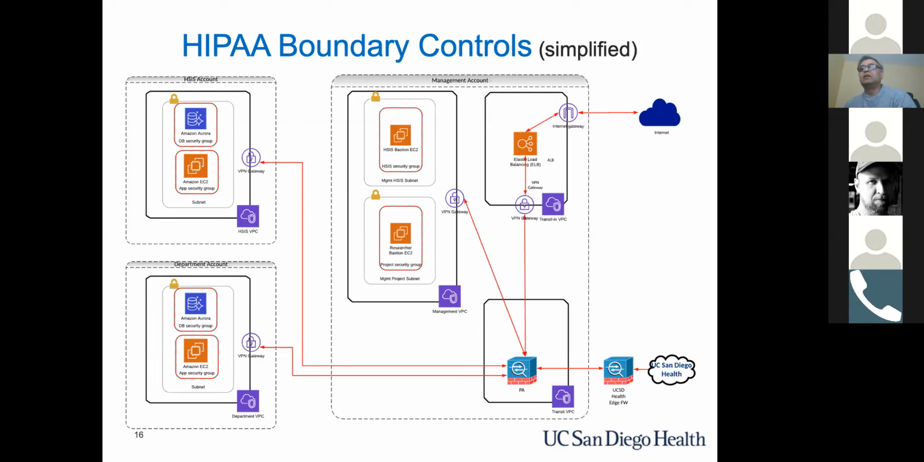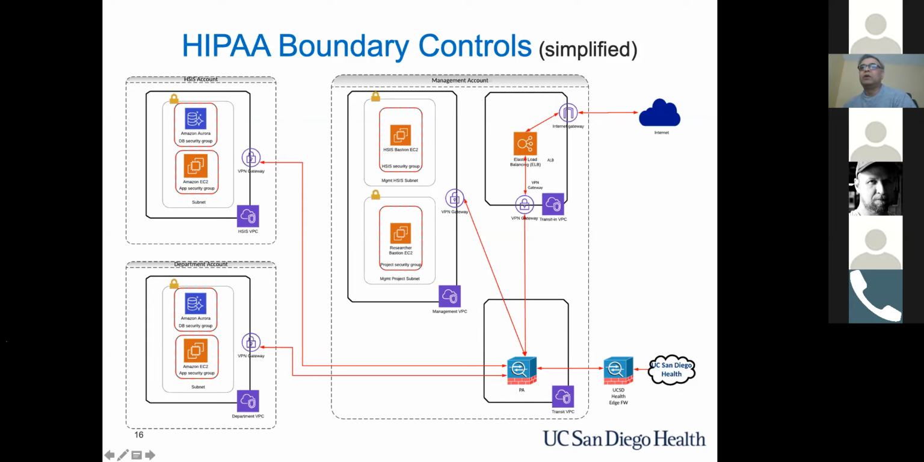So as you can see, if you go into the management account on the left-hand side, that's where all our bastion hosts sit. So any privileged access to the resources within AWS has to go through the bastion host. It just adds another level of security. It's a layered security model and reduces the attack surface, right?